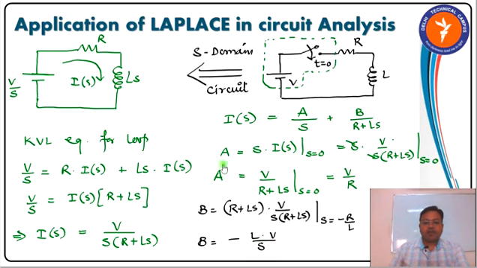So now I have the value of A and B, and I can substitute this value in this to get the partial fraction. So I'm going on to the next slide. Remember the values: A equal to V by R and B equal to minus LV divided by R. This should not be S, it should be R. Pardon me. So let's move ahead and substitute the values of A and B.